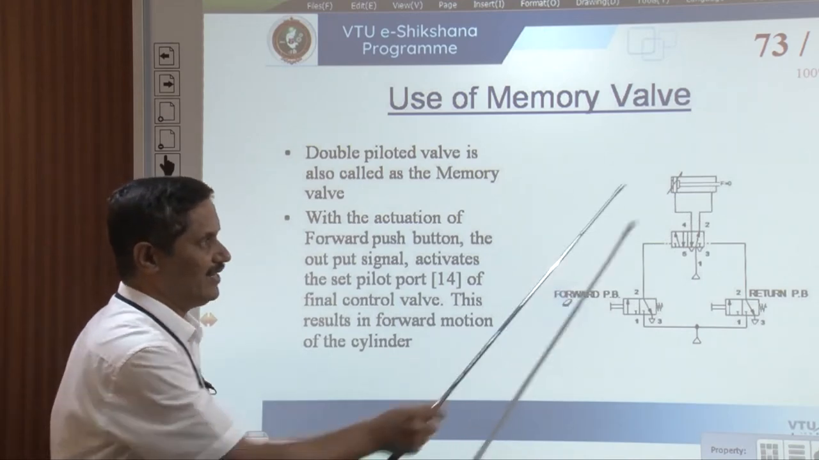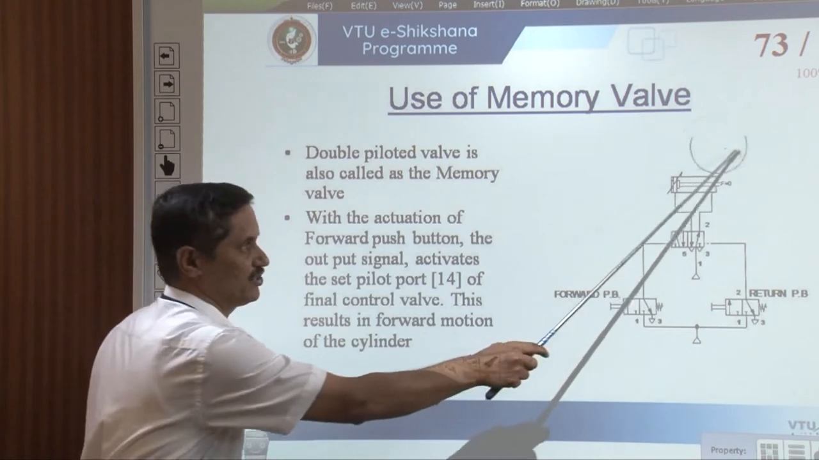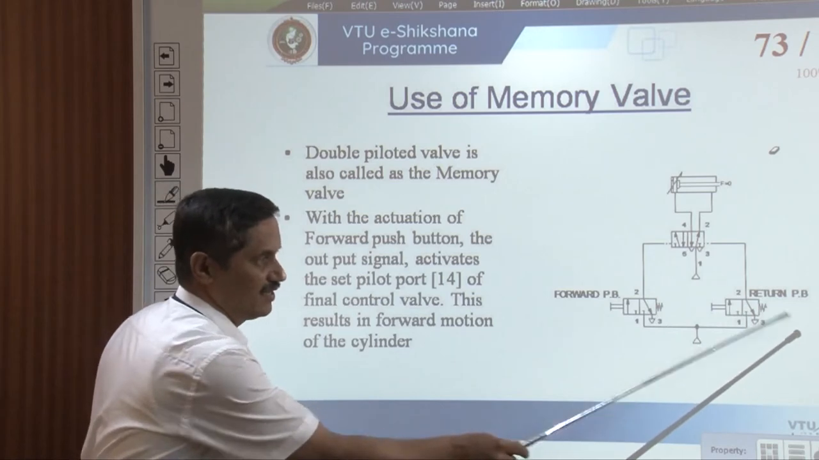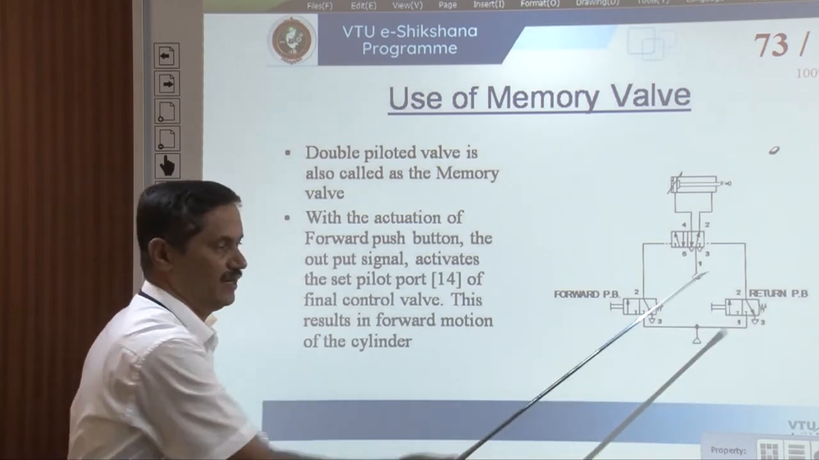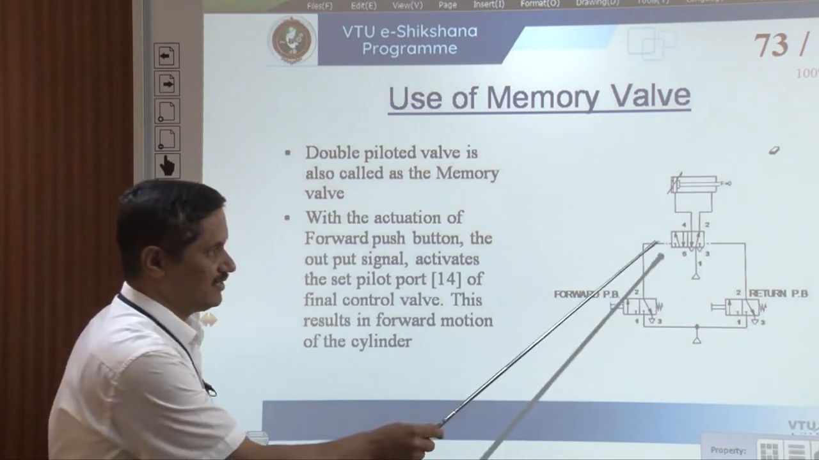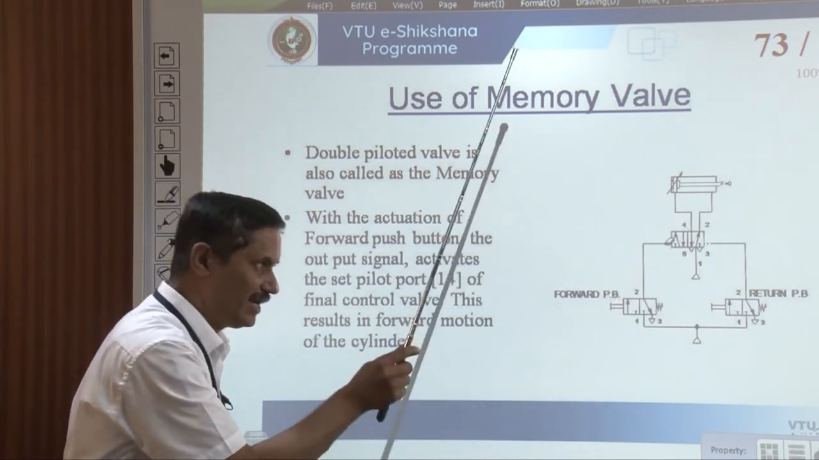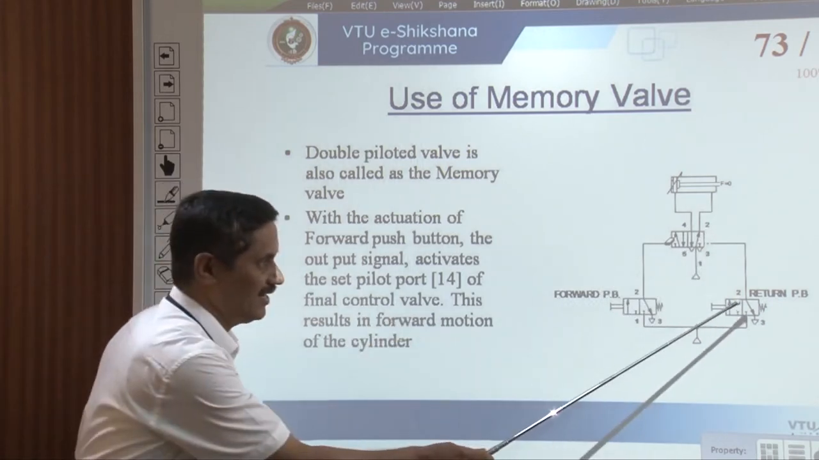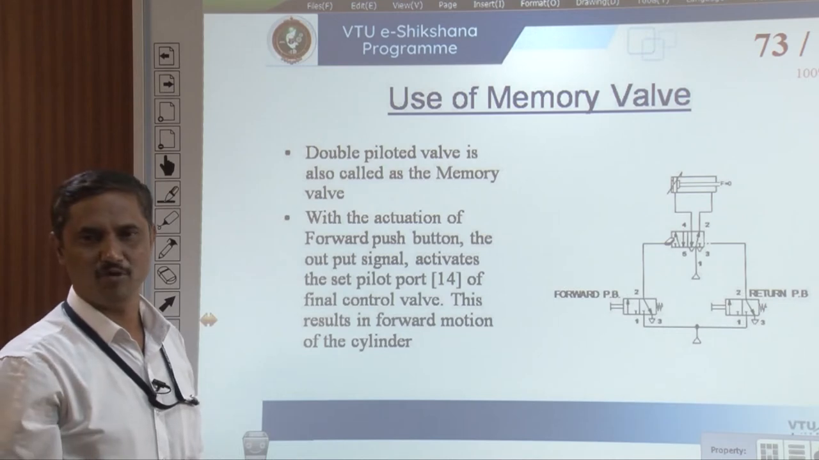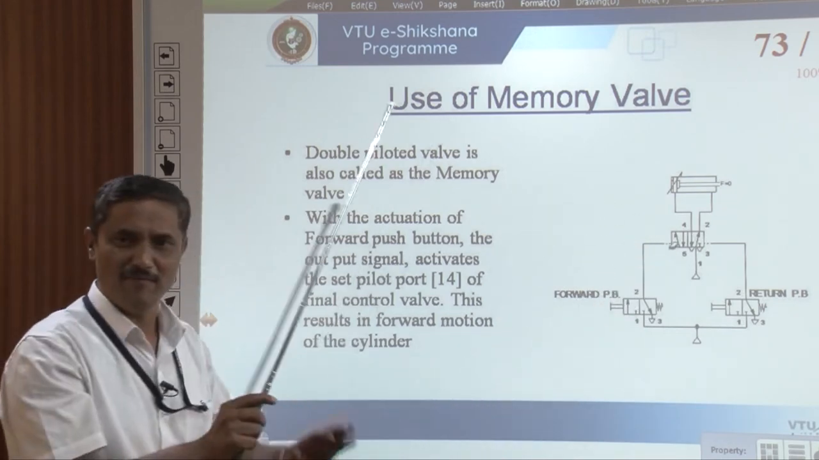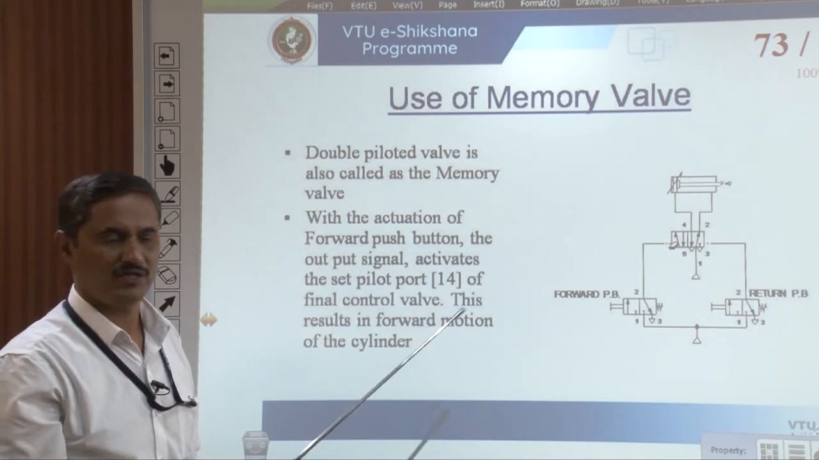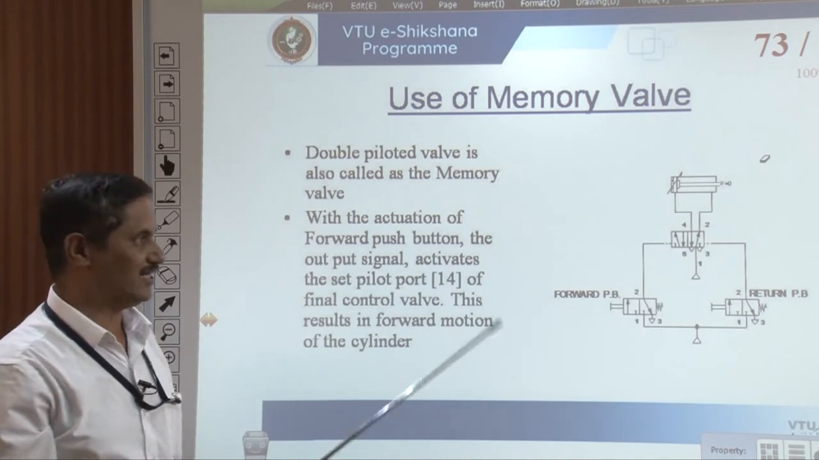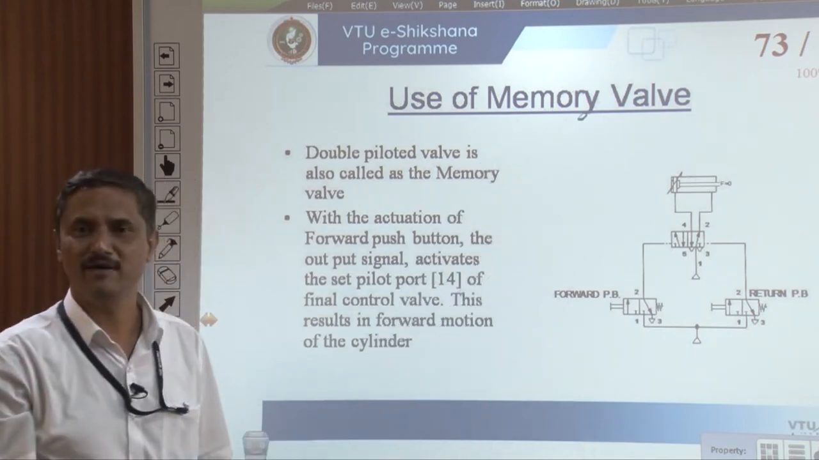Now it remains in that forward position till you press the return PB, that is the return push button. The signal given here will remain till you reset it from the other side. When you pass air to the other reset port, only then is this signal memory wiped. Till that time your cylinder will be in that position. So that is why these valves are called memory valves.